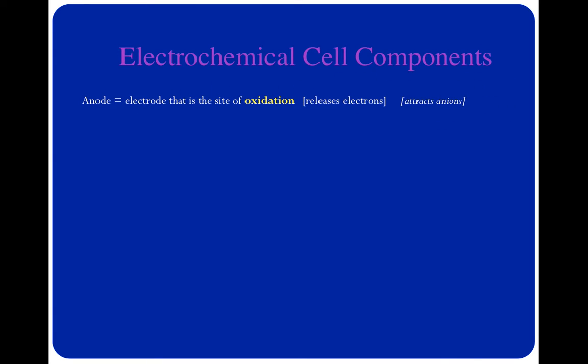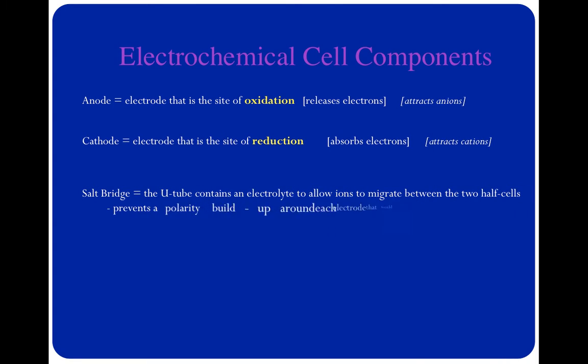We have something called the anode. The anode is always the site of oxidation. It's always where something gets oxidized, and anytime an element or a chemical gets oxidized, it releases electrons. It's called the anode because it attracts the anions. And we have something called a cathode, and therefore it has to be an electrode that's the site of reduction. That takes in electrons. The salt bridge connects the two half cells and prevents a polarity buildup. We can talk about that later on once we're more comfortable with all these terms.